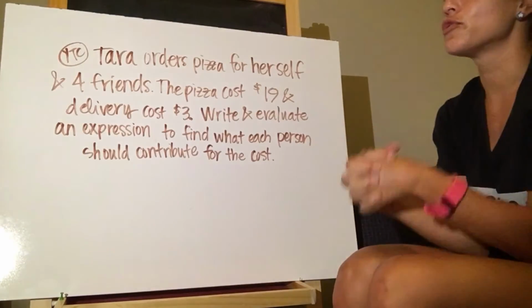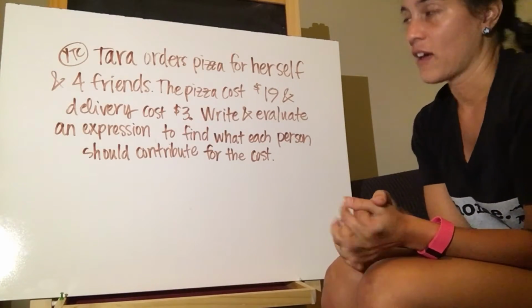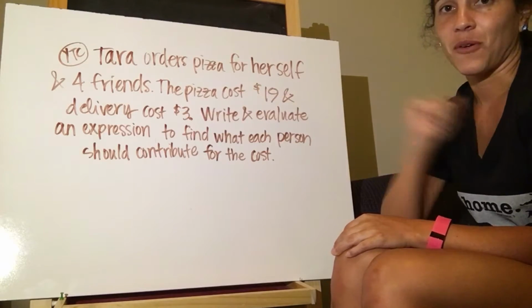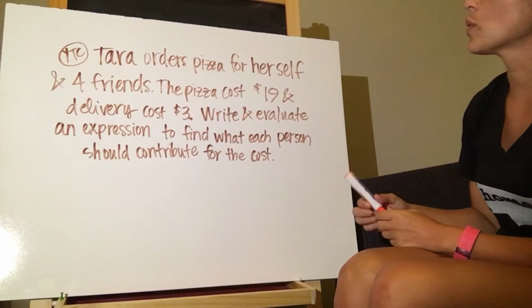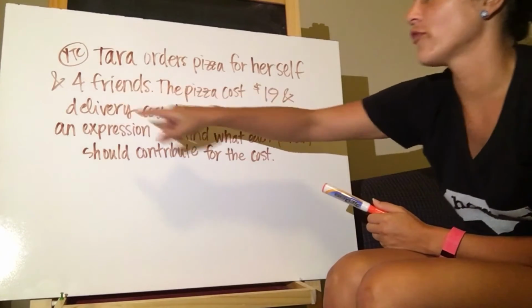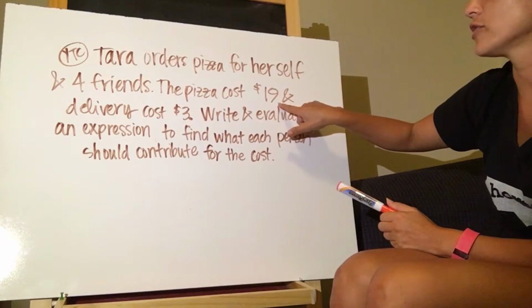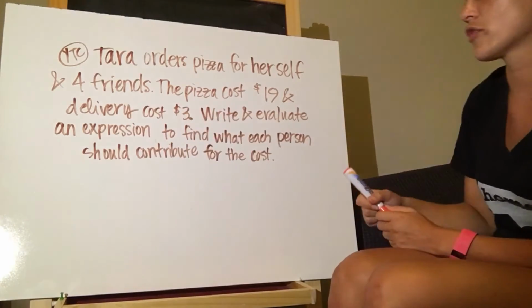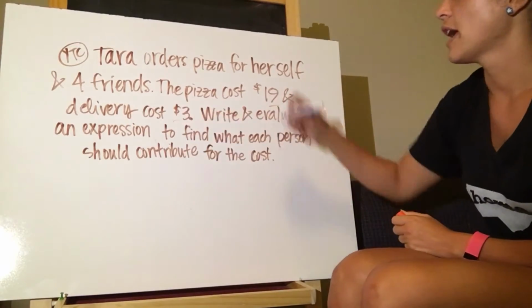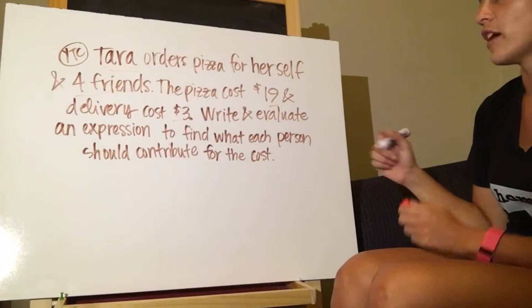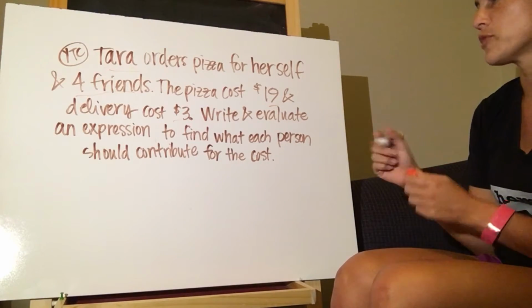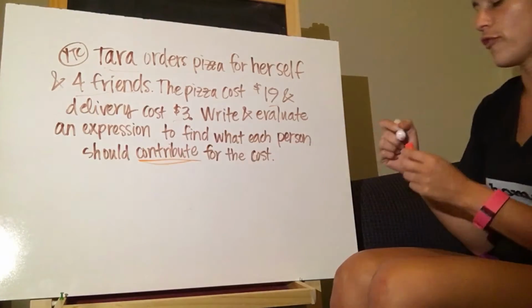All right, you try C. Pause it, work it out, and then you can go over the answer. All right, Tara orders pizza for herself and 4 friends. The pizza costs $19 and delivery costs $3. So we've got 19 and 3. And it says Tara and 4 friends. Write and evaluate an expression to find what each person should contribute for the cost.